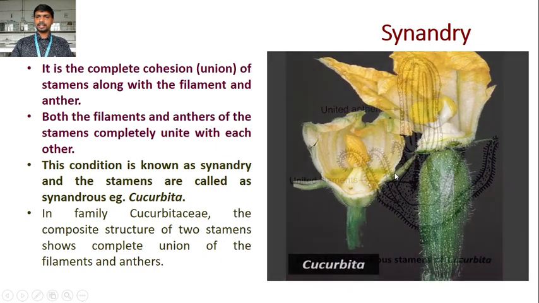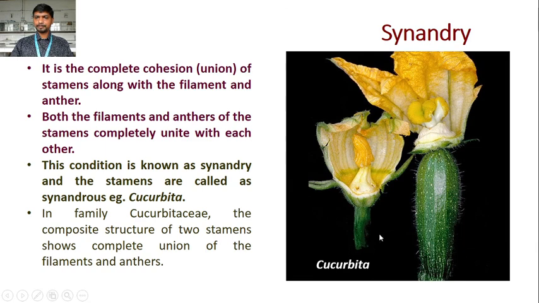Okay. So this is the photograph of Cucurbita, where we can find the synandrous condition. Here the filaments are united. Again the anthers are also united. The condition is synandry, and the stamen is called synandrous stamen. So here is the complete cohesion or union of stamens along with the filament and anther. Okay, synandry.